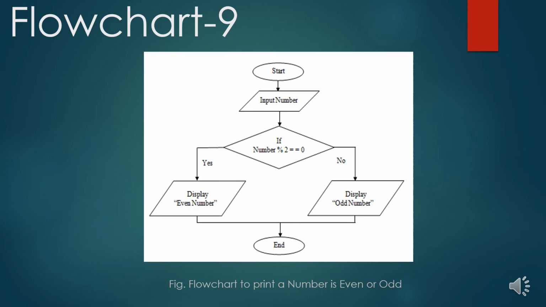Now this is the next flowchart to print whether a number is even or odd. So simply we'll take the number as input and find the remainder, that is modulo 2. So if the remainder equal to 0, if it is true, then display, that is print, even number, and if not, then display odd number.